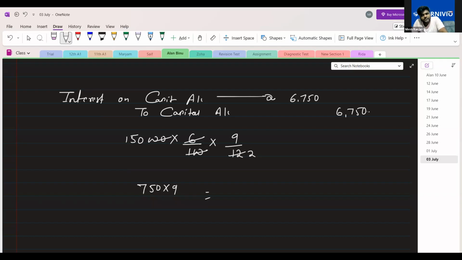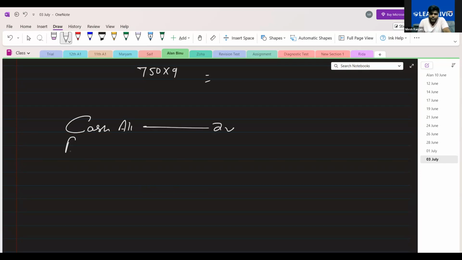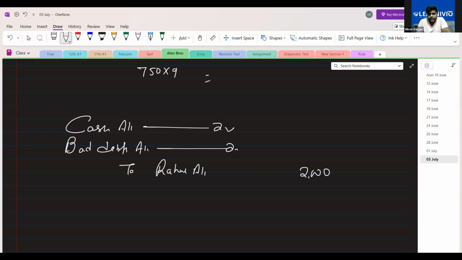Sir, can you tell me the journal entry again? Yes, I'm writing it. It will be cash account debit, because we have received some amount. So cash account debit, bad debts account debit, to Rahul account. He owed us 2,000. Of this, we have received 60%. 60% means 1,200, and the remaining 800 is bad debts.